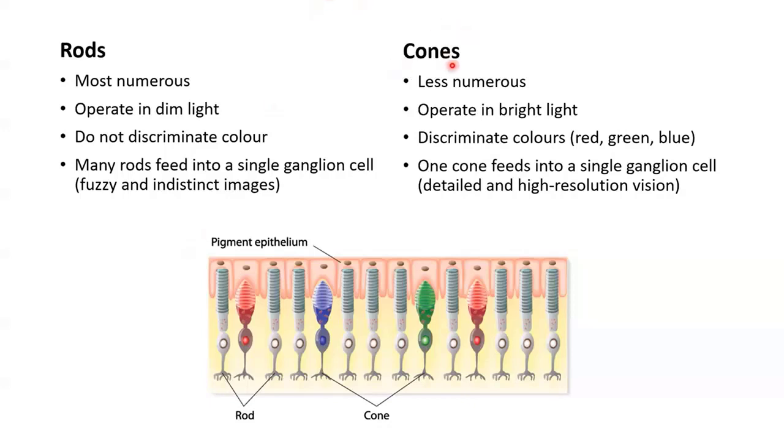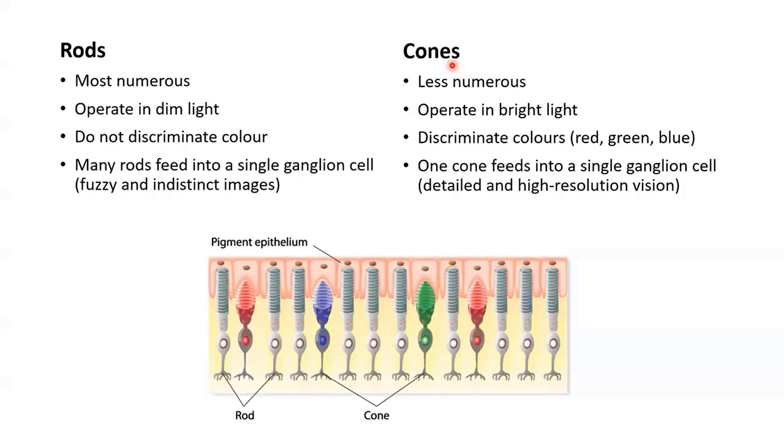With our cones, they are less numerous, and in contrast to rods, they operate in bright light and can discriminate between colour. We actually have specific cones for red, green and blue colours, as all of these colours are represented by different wavelengths of light and therefore can be detected by a specific receptor or a specific cone. The variation that we can see in colour, so we don't only see in red, blue and green, comes from a combination of these receptors being activated.